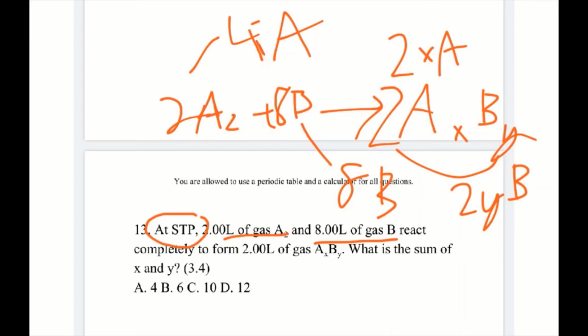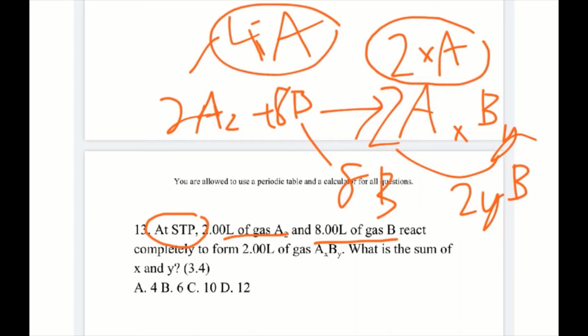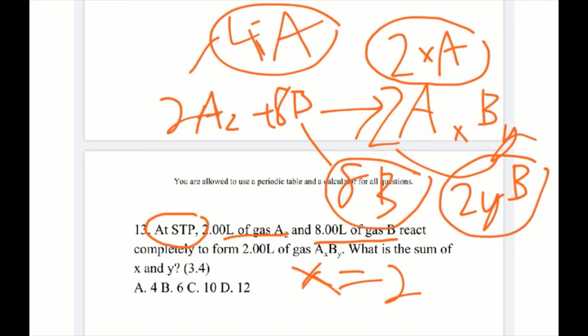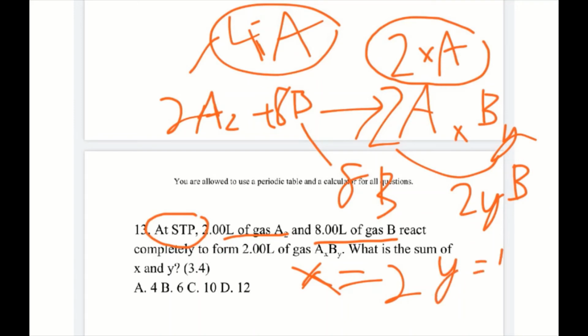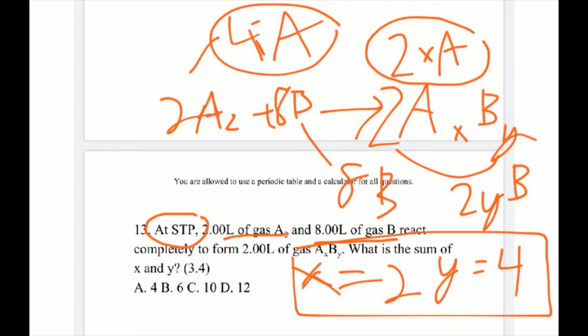So do you see where I'm going at? I'm going at the conservation of matter. So 2X A has to equal 4A, so X has to equal 2. And what about our B? 2YB is equal to 8B. So our Y has to be 4 because 2 times 4 equals 8. So 2 plus 4, which is X plus Y, is 6, and B is our answer.